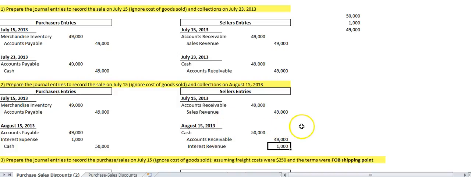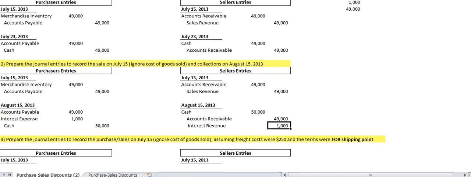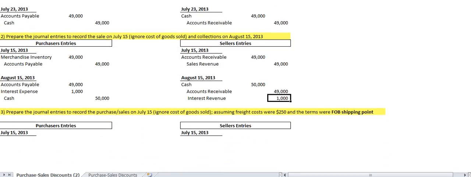Okay, so these are two scenarios that are presented in chapter 5, and so learn this because it will be in the test. Let's see another thing that they mention in chapter 5. One thing that they mention in chapter 5 is the free on board shipping point and free on board destination. That's just the shipping expenses and who's going to pay them, right?